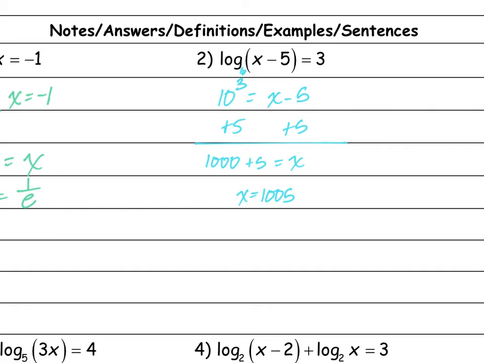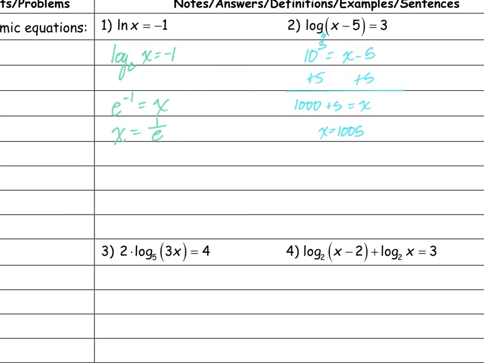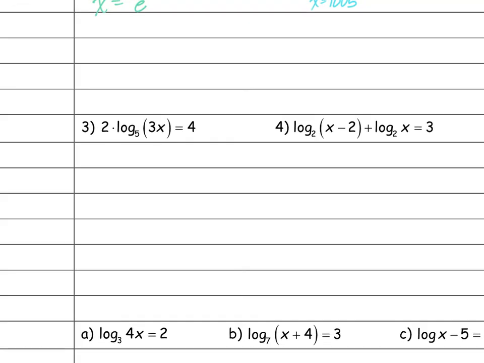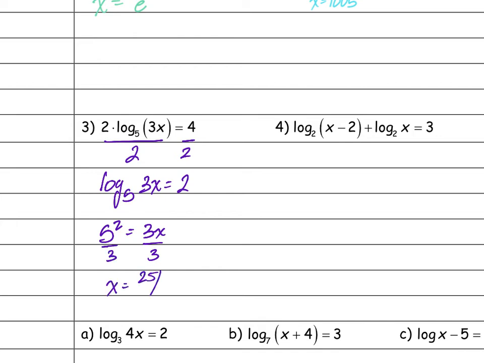We're going to go ahead and go to number 3. Notice this one, the log is not by itself. I have to do something first. So I'm going to divide by 2 here. And then I have log base 5 of 3x equals 2. Rewrite it as an exponent, and I get 5 squared equals 3x. Divide by 3, and x is going to equal 25 thirds.